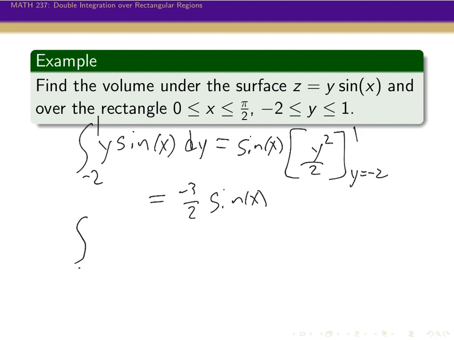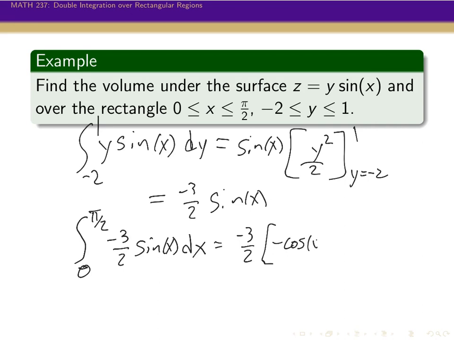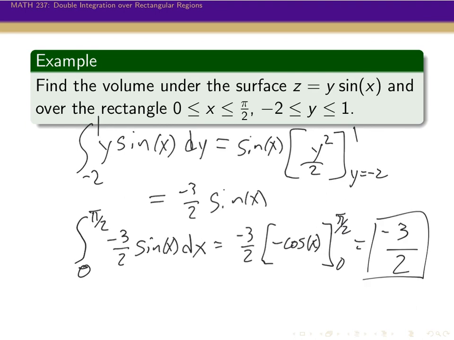And so now we're integrating from 0 to pi over 2 of minus 3 halves sine x dx. The minus 3 halves can get pulled out. The integral of sine is minus cosine. Going from 0 to pi over 2, same as before, it's going to be 0 minus minus 1, which gives me a plus 1. And so we get minus 3 halves, same as we got before. So order really doesn't matter.